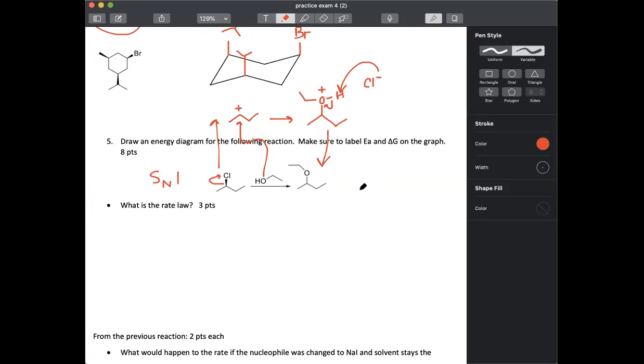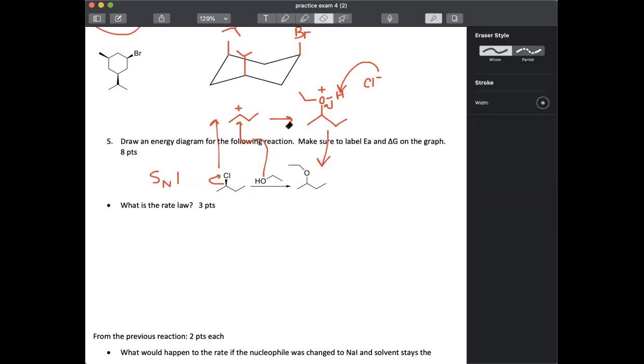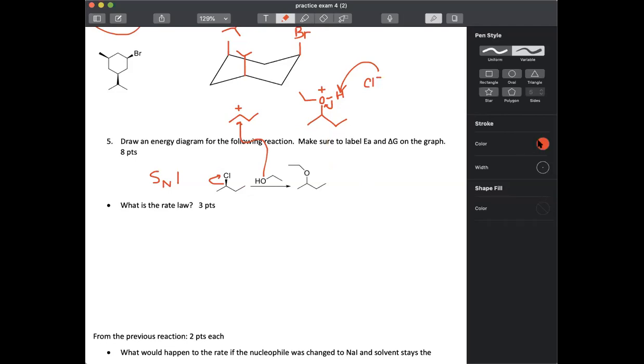Something else we have to figure out is it negative delta G or is it positive delta G, right? So what do you guys say? Negative, okay. Someone tell me a reason why you guys said it's negative.